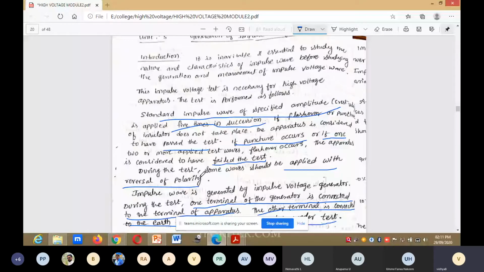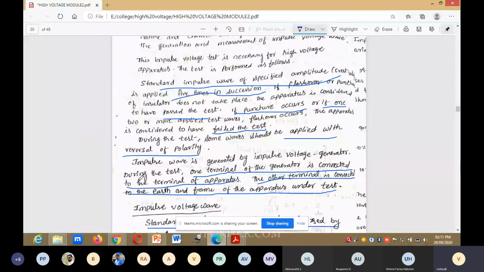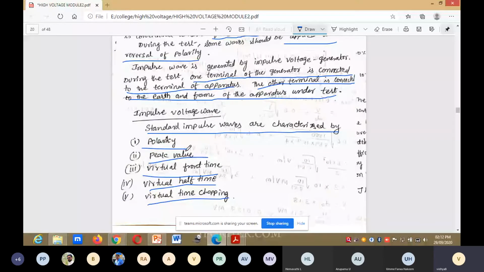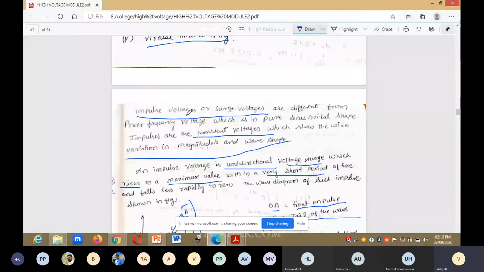Impulse wave is generated by an impulse voltage generator. During the test, one terminal of the generator is connected to the terminal of the apparatus, and the other terminal is connected to the earth and frame of the apparatus. Standard impulse waves are characterized by polarity, peak value, virtual front time, virtual half time and virtual time of chopping. Impulse voltage or surge voltages are different from power frequency voltage, which is in pure sinusoidal shape.